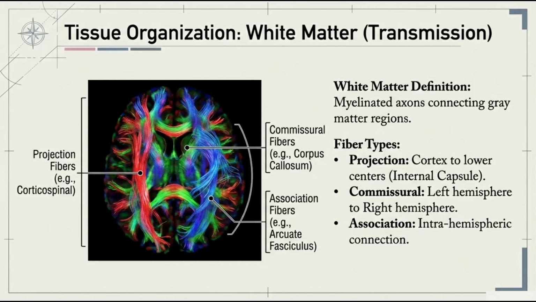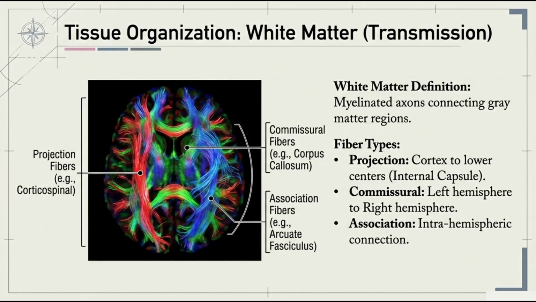And my personal favorite, peduncle. Peduncle means stalk, like a mushroom stalk or a flower stalk. These are massive structural pillars of white matter. The cerebellar peduncles are these three thick trunks that physically and functionally attach the entire cerebellum to the brainstem.